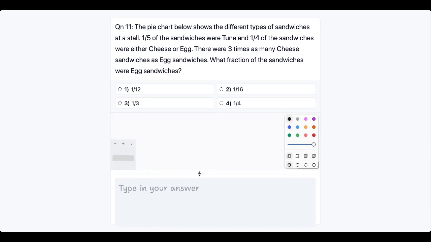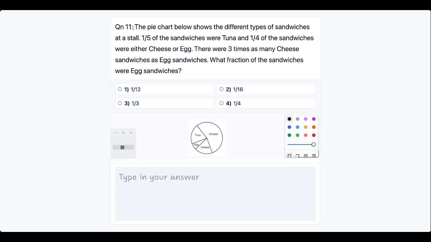Question 11. Question 11 says, the pie chart below shows the different types of sandwiches at a stall. One fifth of the sandwiches were tuna, and one quarter of the sandwiches were either cheese or egg. There were three times as many cheese sandwiches as egg sandwiches. What fraction of the sandwiches were egg sandwiches?